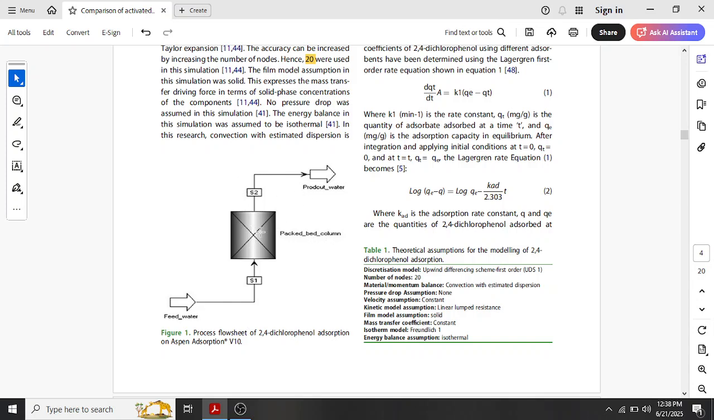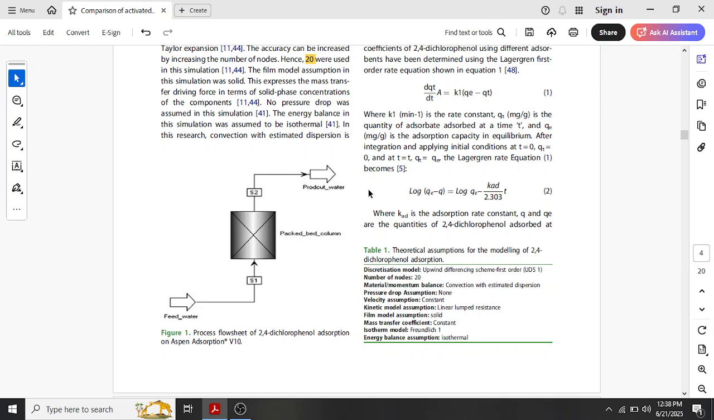As you know, this is the fixed bed column. There will be activated carbon particles in this fixed bed column. This is the feed stream, which consists of the 2,4-dichlorophenol coming out from the paper and pulp industry. Once the feed enters this fixed bed column, the 2,4-dichlorophenol will attach to the surface of the adsorbent particles, which is activated carbon in this case. And once the 2,4-dichlorophenolic compound is adsorbed, the product stream will come out from the fixed bed column.